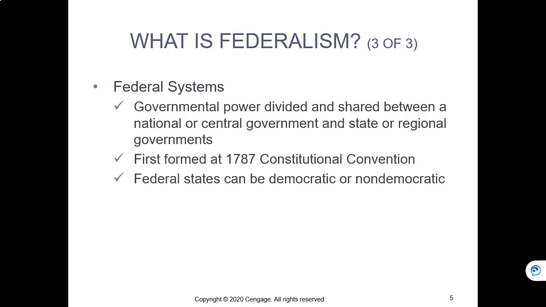In the United States, we have a federal system. Power in the United States is divided between and shared between two levels of government. We have the United States federal government, that is our central government. Then we have 50 states and several territories. Each of them have a structure in place.